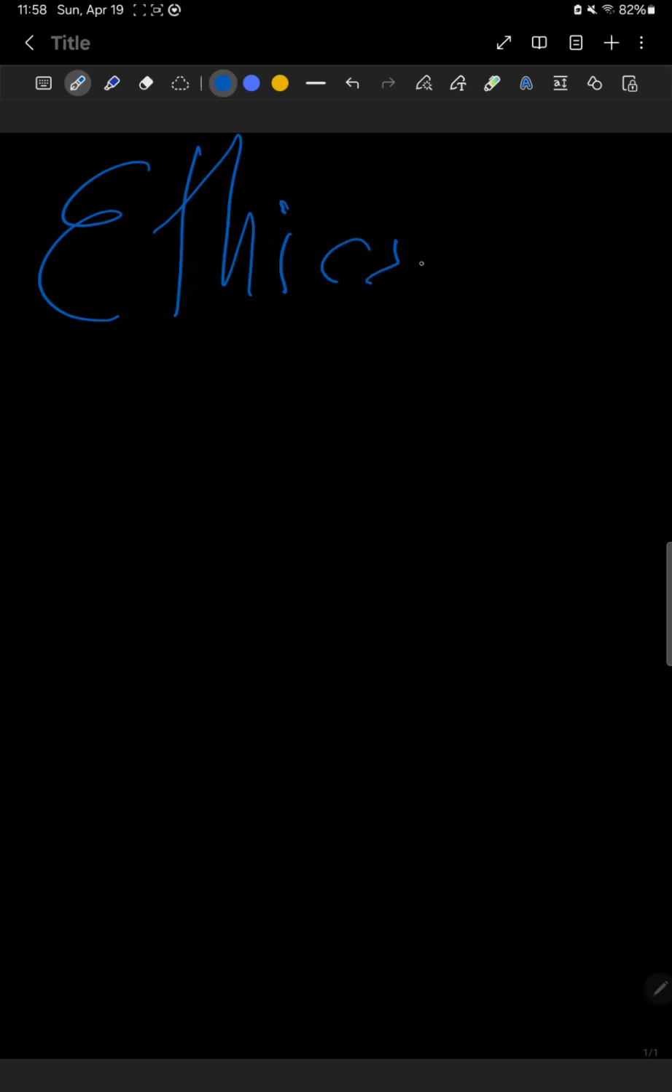So we have talked about methods we're going to use: median, average, standard deviation, whatever. Now I want to talk about ethics of research. What do we mean by ethics?